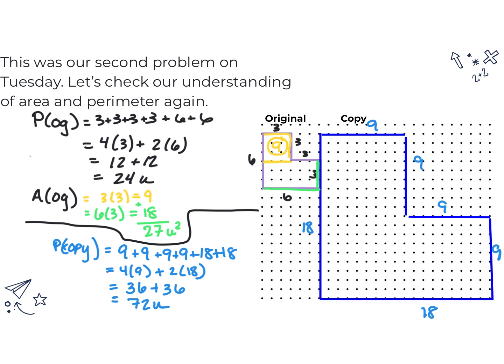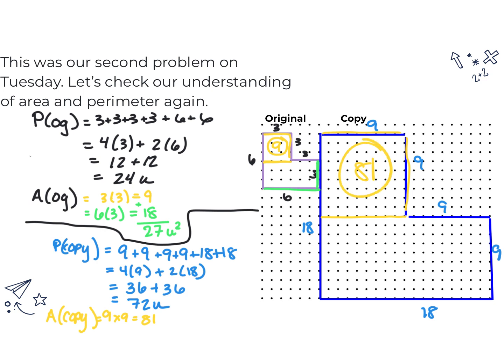Now we're going to go ahead and do the exact same thing we did before. We're going to make 2 separate spaces in here, a rectangle and a square. Let's start with this one. So we're going to have a 9 by a 9. So for the area of the copy, we have a 9 times 9, which is 81. So we'll write an 81 in there.